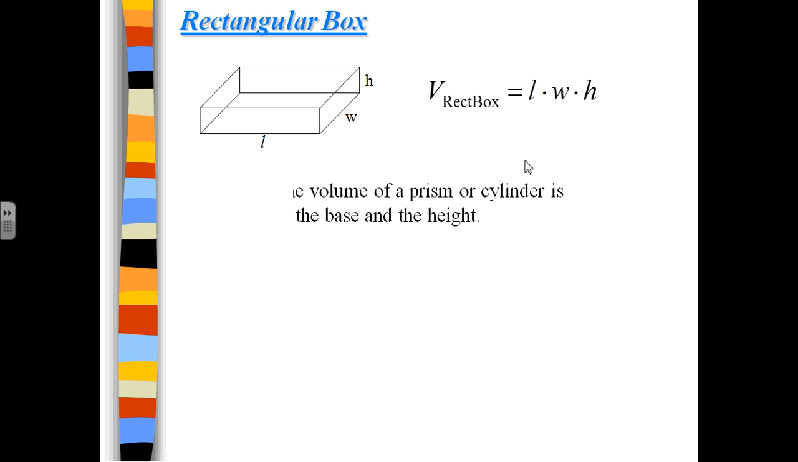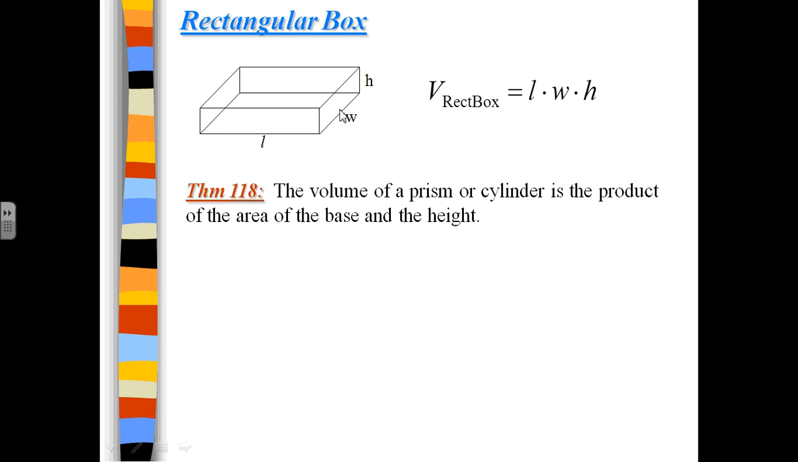But in general, there is in fact a theorem that says if you want to take the volume of a prism or a cylinder, which is just a different type of prism, it's going to be the product of the area of the base and the height. So basically you would take the area of the base and multiply by the height to get your volume.